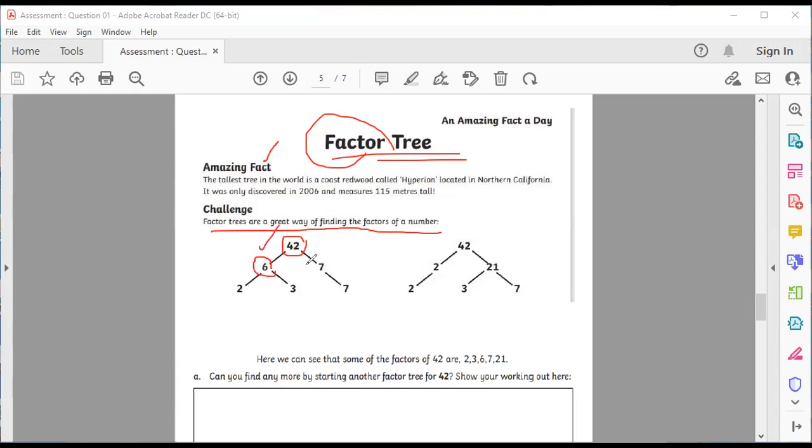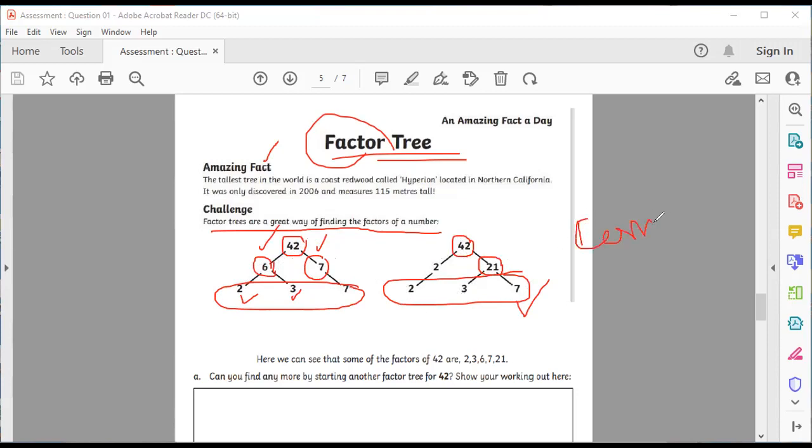Break it up. 6 times 7, yes, I get 42. But I'm going to break up my 6 further into 2 times 3. End of the day, what am I getting? I'm getting all primes at the bottom. Can you see that? And another way, if I break it up, I'll still end up with the same primes. If I broke up 42 into 6 times 7, I will get 2, 3, and 7. If I broke up 42 into 2 times 21, I still must break up 21 into 3 times 7. End of the day, all composite numbers are made up of primes. That's what your factor tree is all about. It's breaking them down.